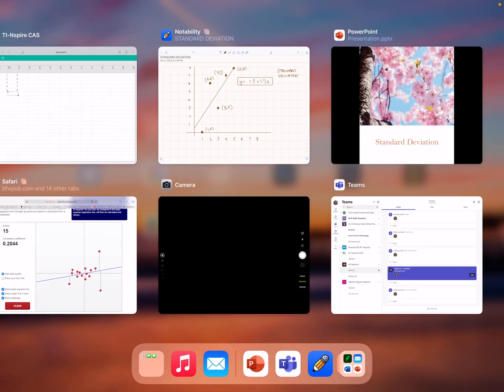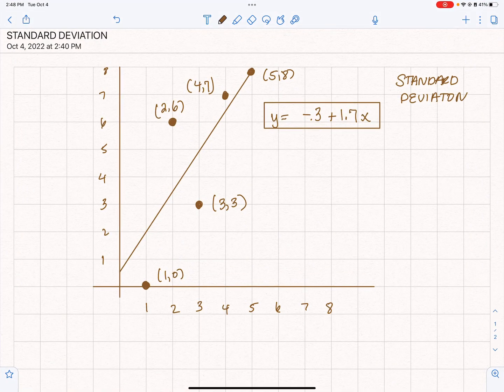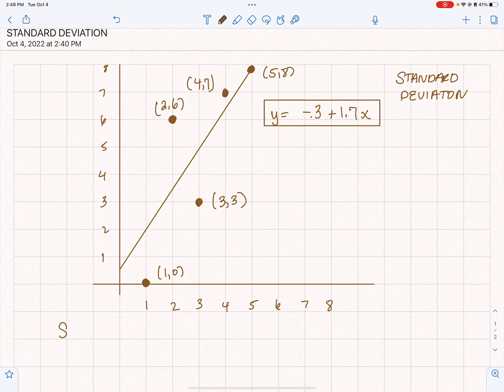Standard deviation. Okay, so there are 3 types of standard deviation that I wanted to discuss. So first of all, we have SX. And SX is a standard deviation. It's the average distance. Let's stop there for a second because standard deviation in general means what? The average distance from the mean.